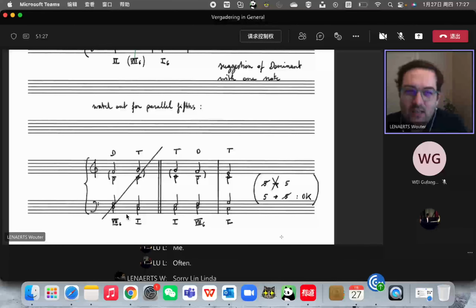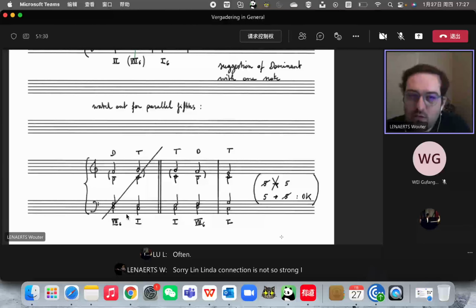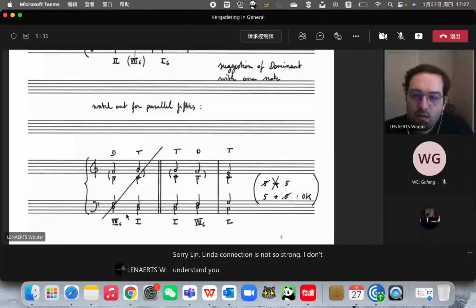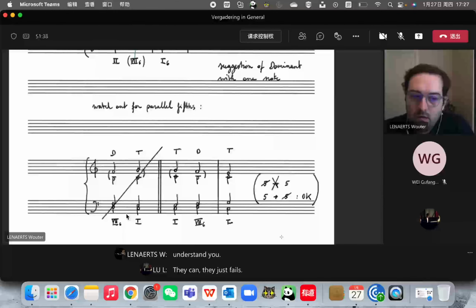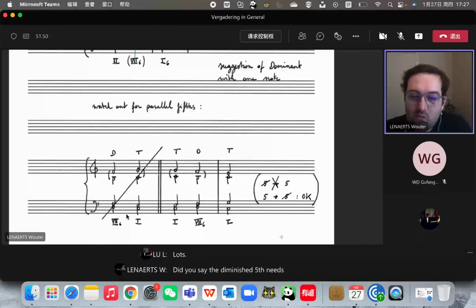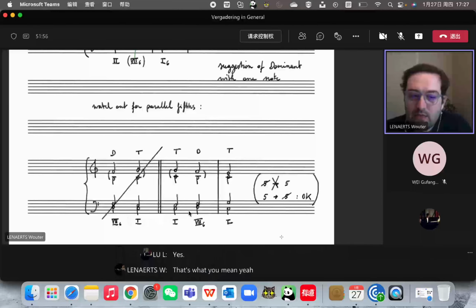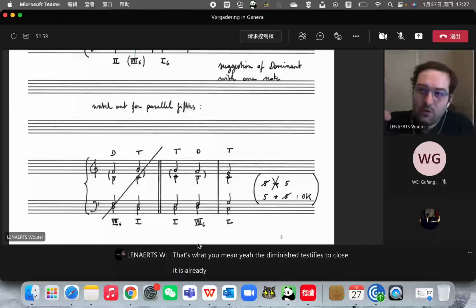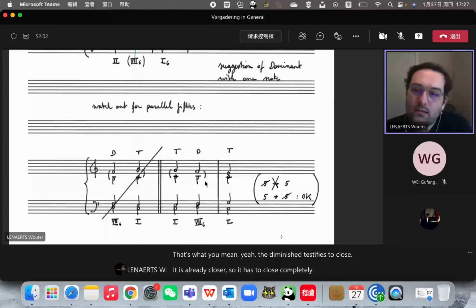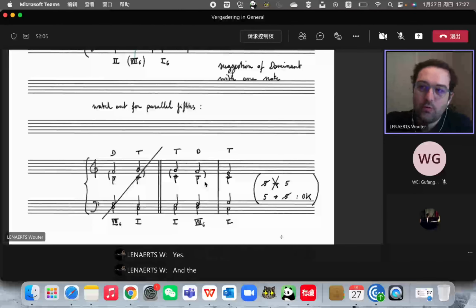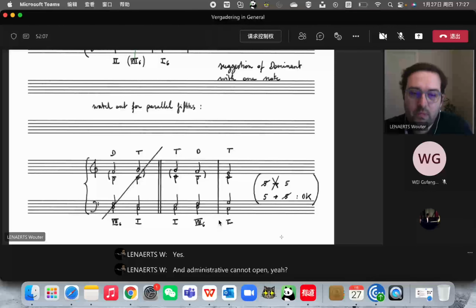So, the connection is not so strong. I don't understand you. The diminished fifth interval needs to be resolved. You say the diminished fifth needs to go down to a third. Yeah, yes. That's what you mean, eh? Yeah, the diminished fifth has to close. It is already closer, so it has to close completely. And the diminished fifth cannot open. Yeah. Okay.